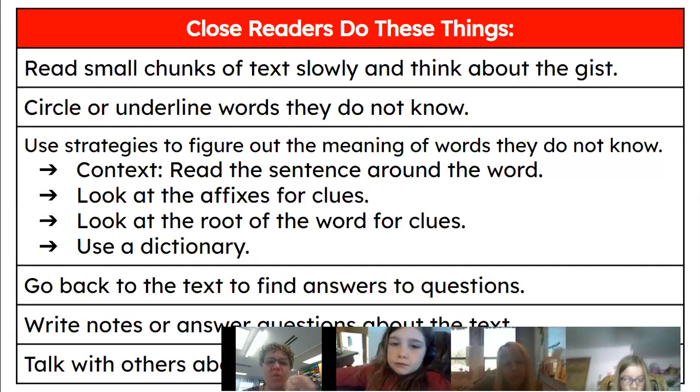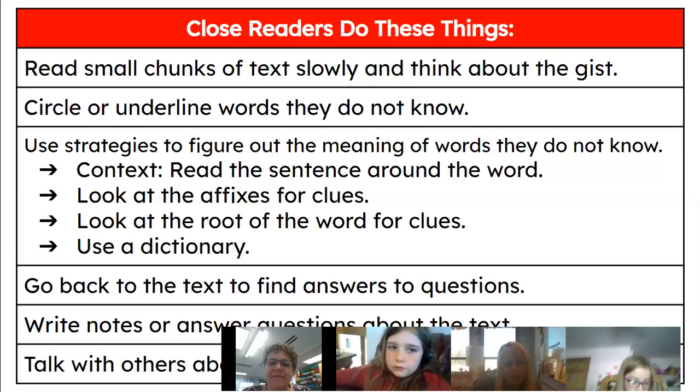Then if we get to any words that we don't know, we have to stop and think about them. And we have strategies to figure out those meanings. We can use the context. We read the sentence around the word. And that's what I'm talking about especially when we're looking for words in poems. They may not mean what we think they mean. In the pourquoi, they may not necessarily mean what we think they mean. We have to read that sentence just like the one with damp. It didn't mean wet like we normally would think. So we have to read around the sentence and make sure what that word means.